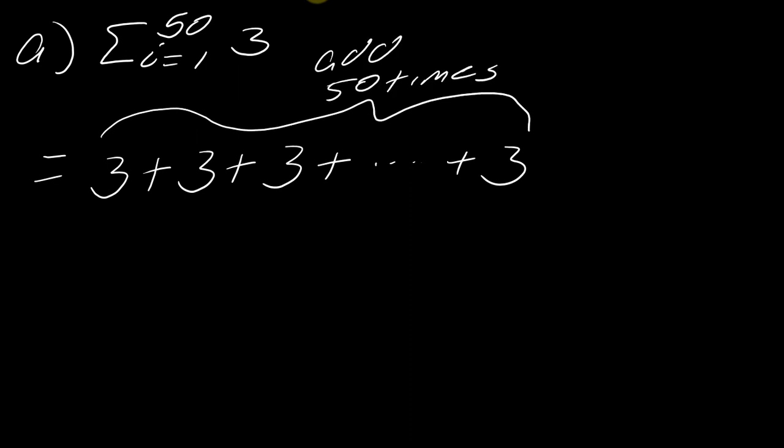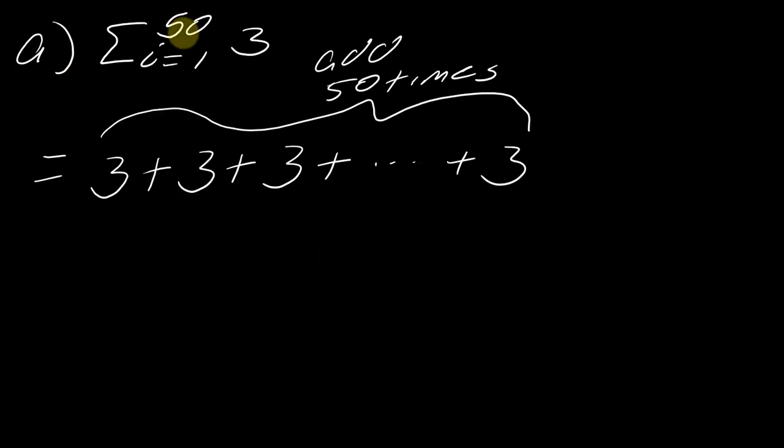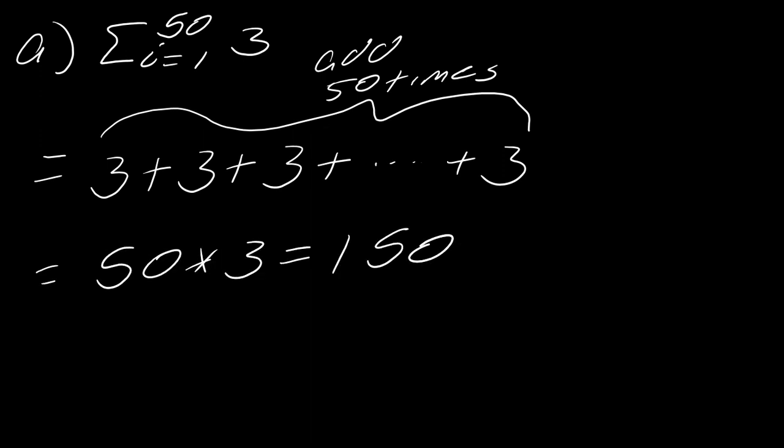And so that's what this rule over here is getting at. If you have a constant here, you can just take n times that constant. So if I come back to this, my n here is 50. So I can actually just write this as 50 times 3. So the sum of this would be 150.